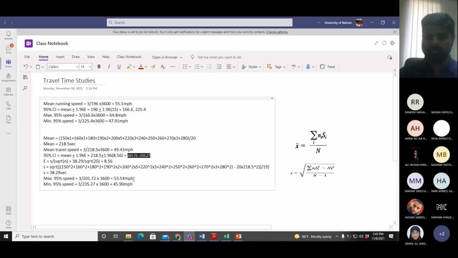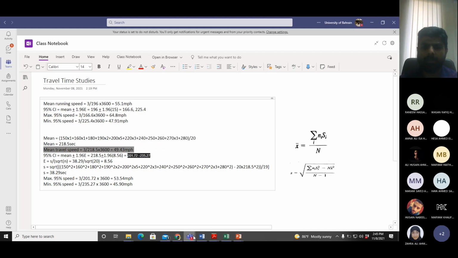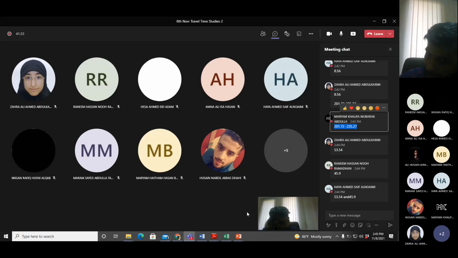Okay, before we move on to the next part, we calculated mean speed here, right? This one, mean travel speed. Now, whenever we calculate mean speed, you can either call it time mean speed or space mean speed, right? In this question, I have used travel time of the segment to calculate the mean speed. Which speed is it? Is it time mean speed or space mean speed? Tell me. The speed which you have calculated using the travel time, is it time mean speed or space mean speed?